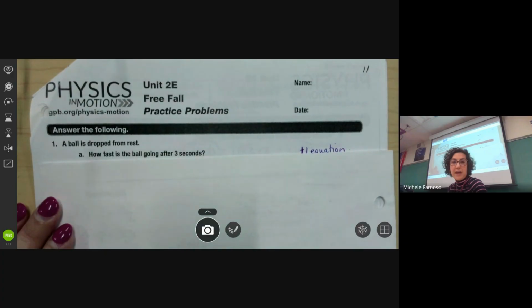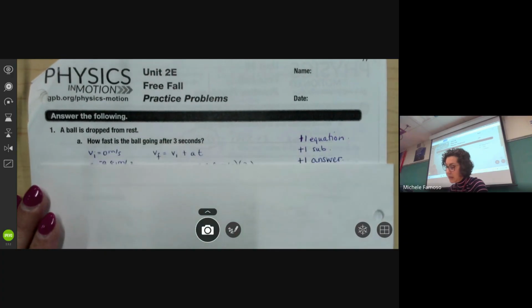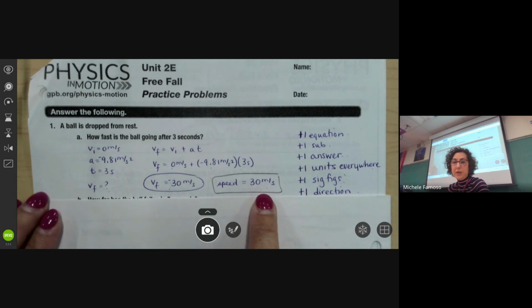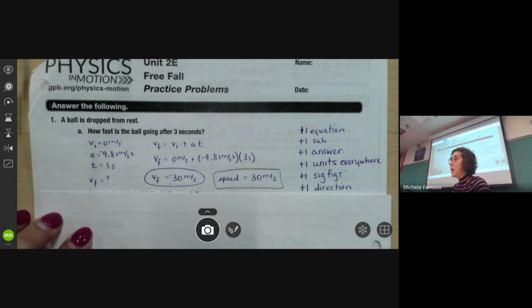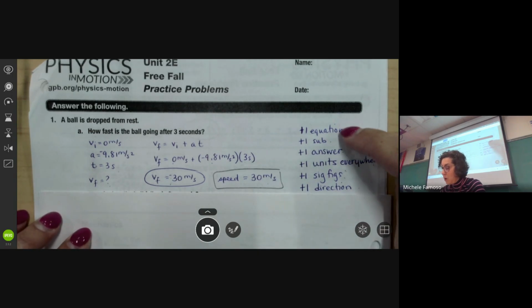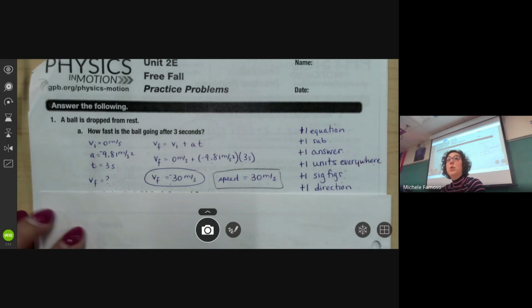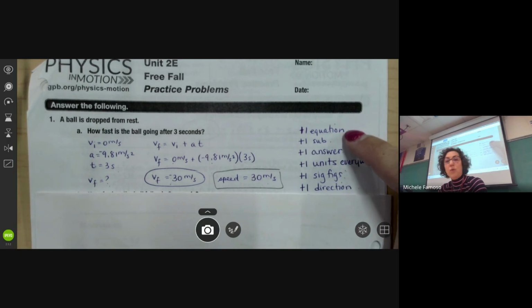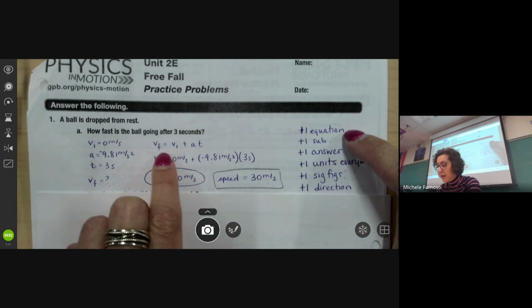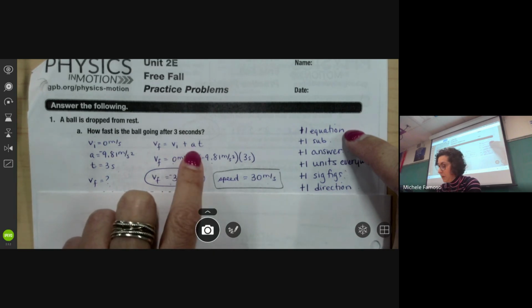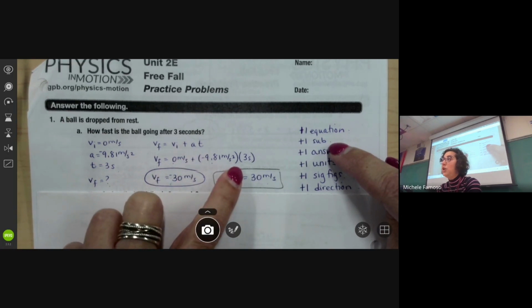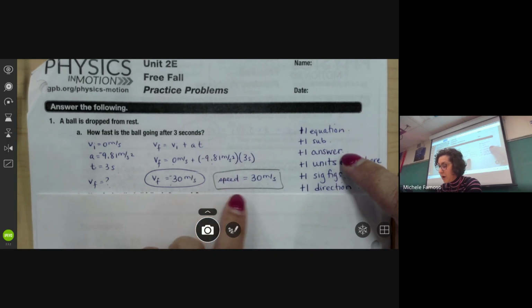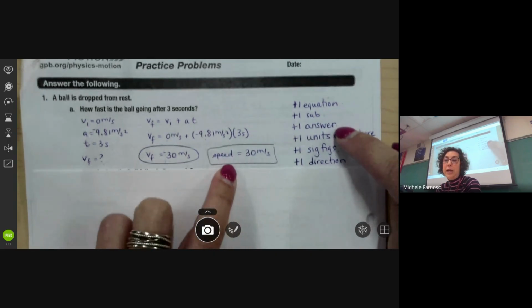Part A, how fast is the ball going after 3 seconds? It is traveling at 30 meters per second. Now let's talk about how this would be graded tomorrow on your test. It would be a 1, 2, 3, 4, 5, 6-point question. You would get 1 credit for giving me the correct equation off your reference table. 1 credit for correctly substituting in the given values. 1 point for coming up with the correct numerical answer.